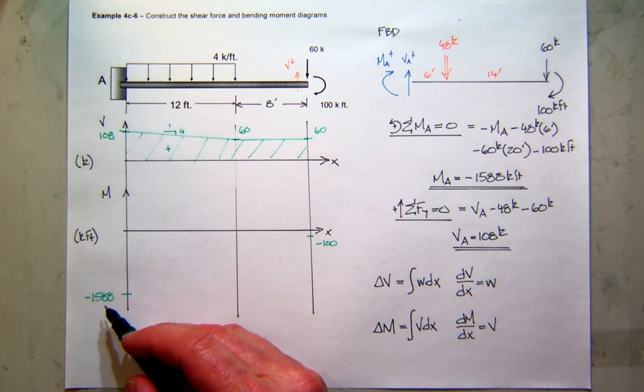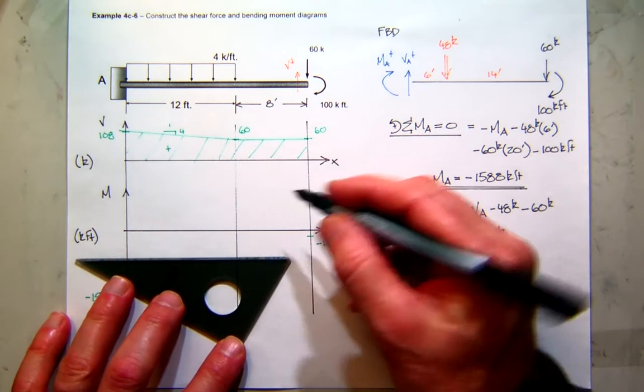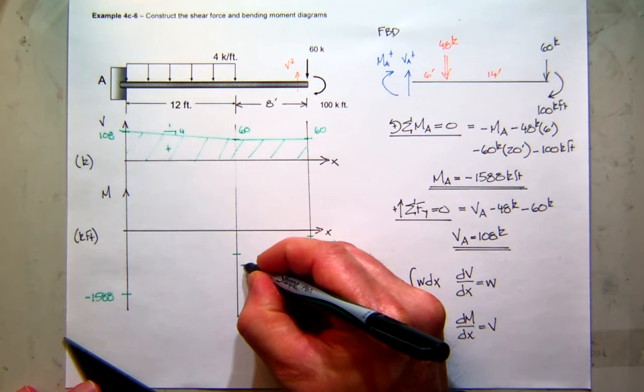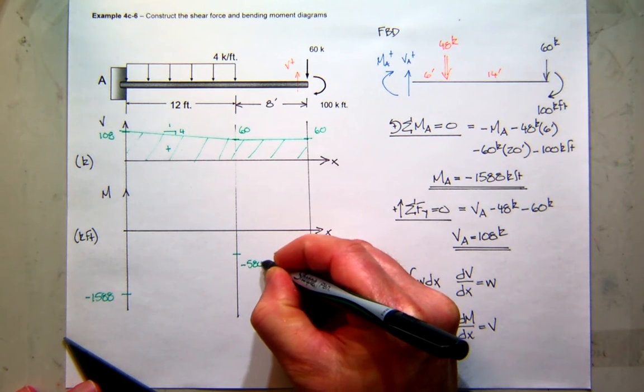You guys doing this that way? Yeah, you're right. Is that it? So that should be negative 580.